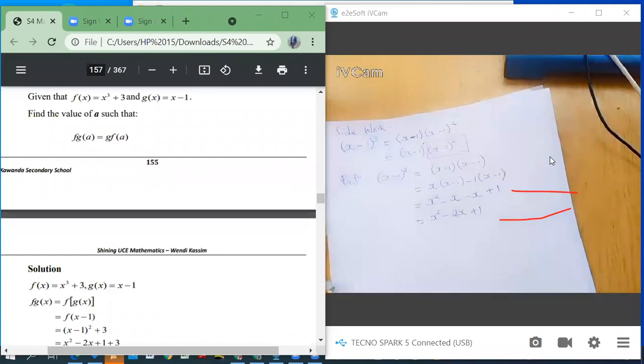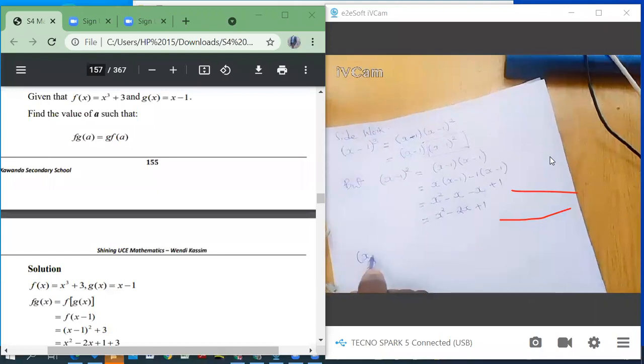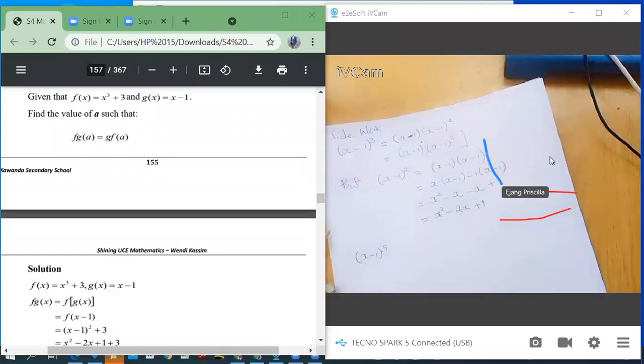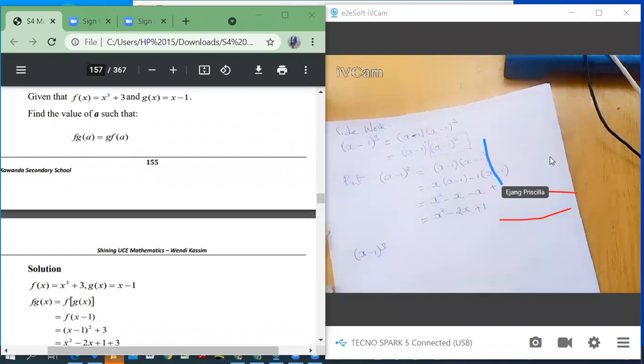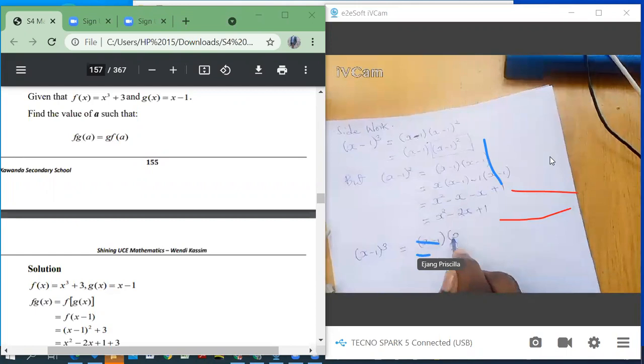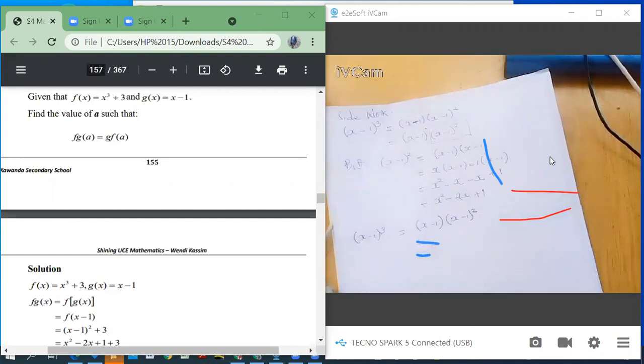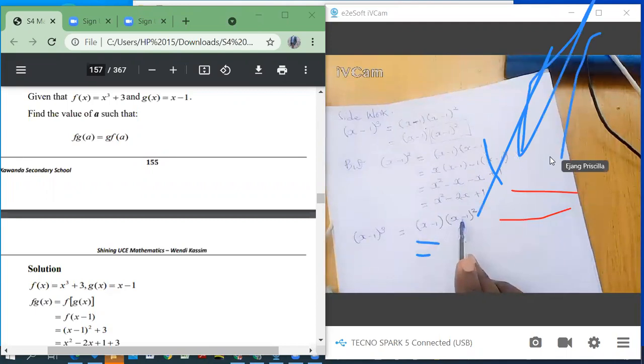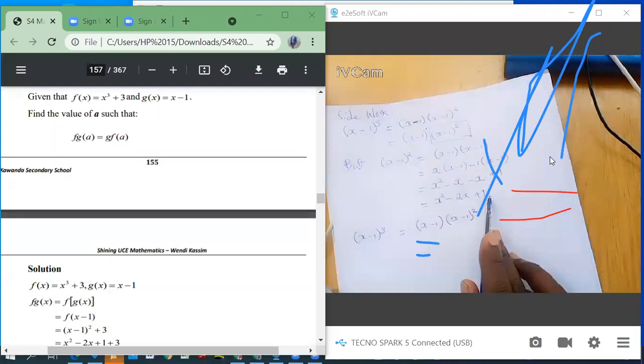But remember, we are looking for x minus 1 cubed, okay? And we said it's the same as x minus 1 into x minus 1 squared. But x minus 1 squared we have already got is the same as x squared minus 2x plus 1, right? X squared minus 2x plus 1.